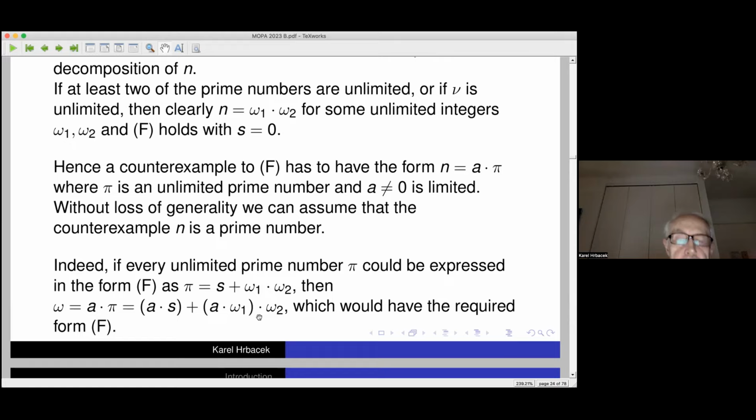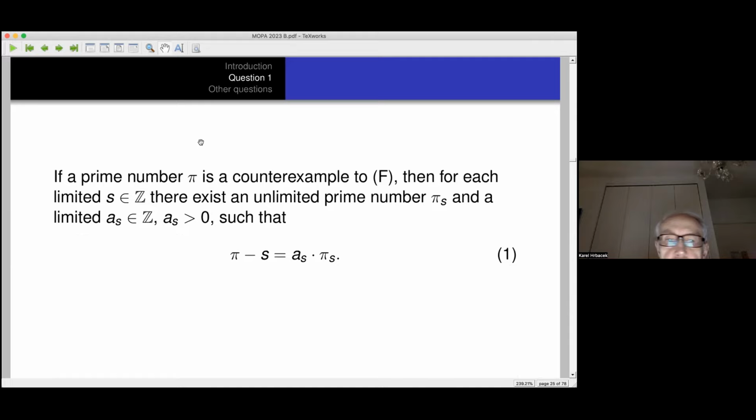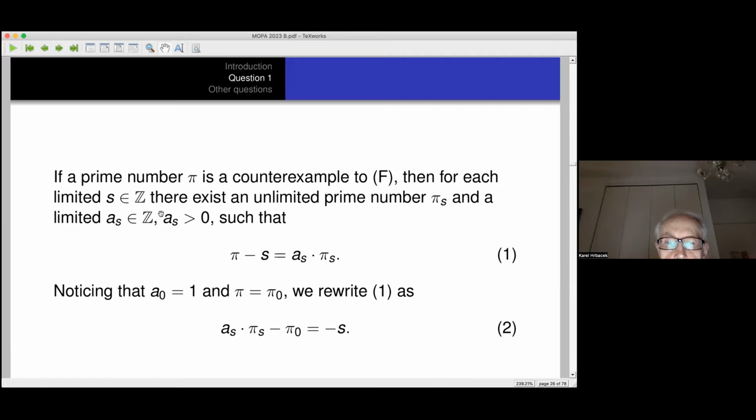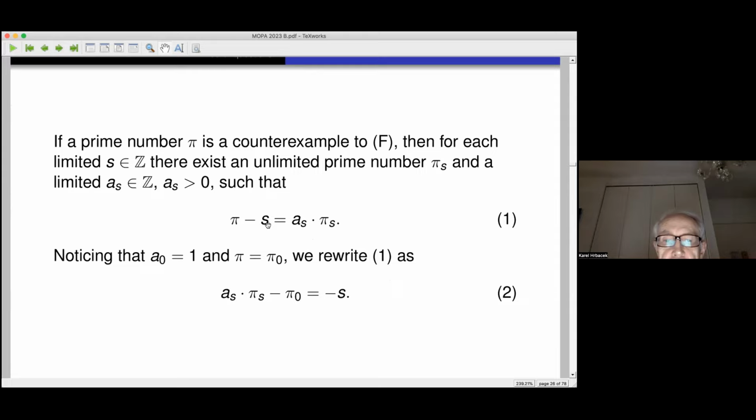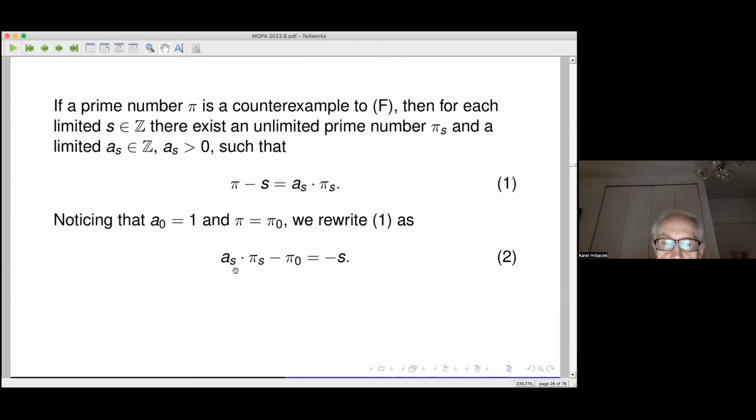So let us now assume that pi is a counterexample to f, and that means that for each limited number s, pi minus s cannot be factored into two unlimited factors. In other words, it's of the form a sub s times pi sub s, where a sub s is positive and limited, and pi sub s is, of course, an unlimited prime number. Now if you let s equal zero, we just see that pi sub s is pi, so we can write pi sub s here and rewrite this in this form, a sub s times pi sub s minus pi zero equals minus s.